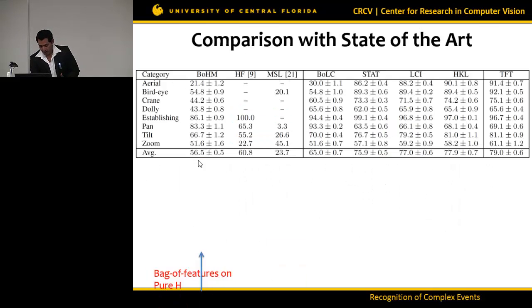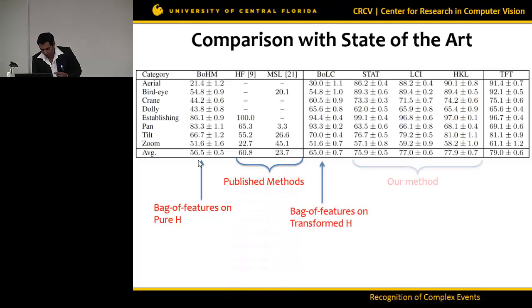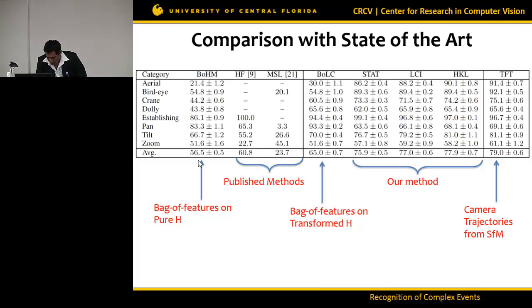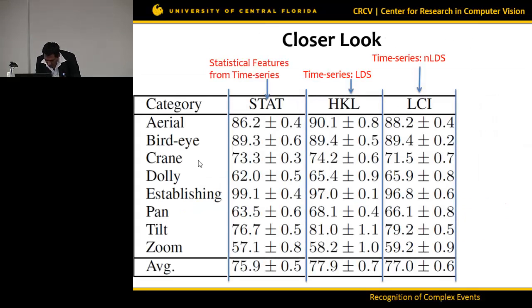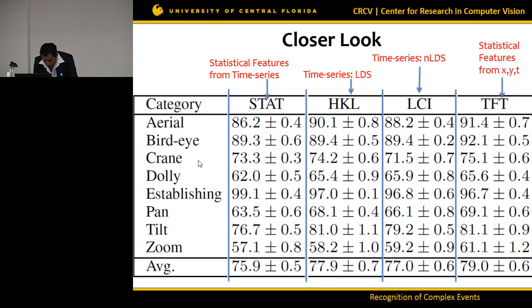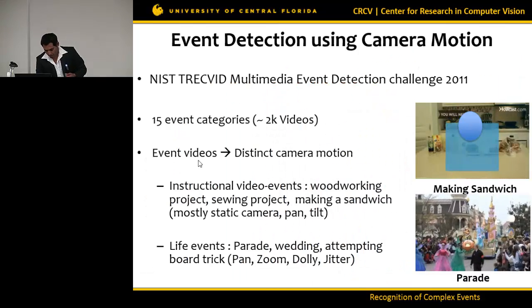We also did some comparison with the state of the art. On the right, you see our method, and on the left are the baselines. The furthest left is basically, you can think of it as ground truth, where you have the data from structure from motion and how you can use it. This also shows the effectiveness of our method compared to the ground truth, which is denoted as TFT. That's the statistical features computed on XY trajectories if you had them.